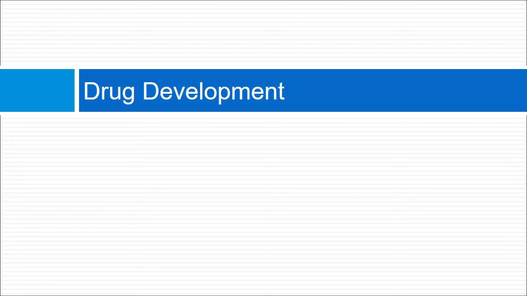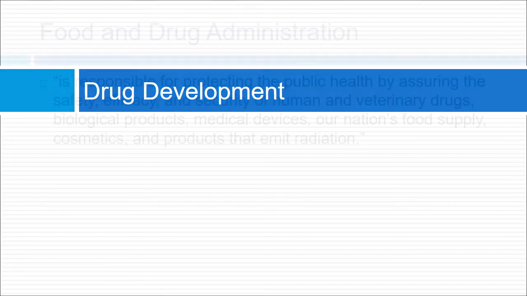Okay, next thing we'll talk about is drug development. So how do drugs actually get from a chemist producing them over to a drug that you can buy from the pharmacy? How does that process happen?